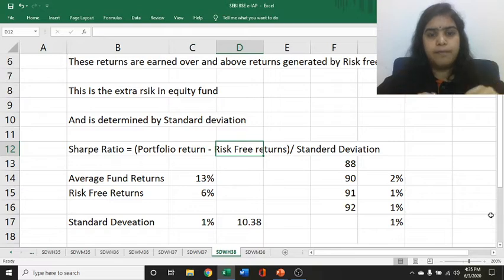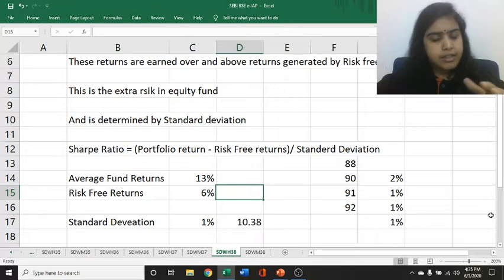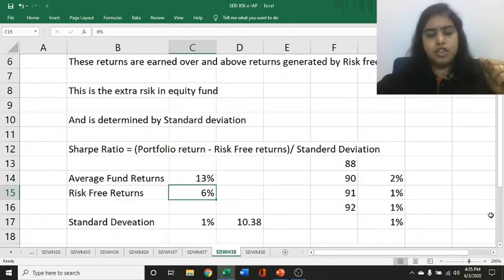What is risk-free return? It is a return on which we need not take any risk. The returns are assured, like what we get on an FD or government bonds. Today, if we are considering, this is just an example, that 6% is the risk-free return and average fund returns are 13%, then 13 minus 6 is the number we will get.